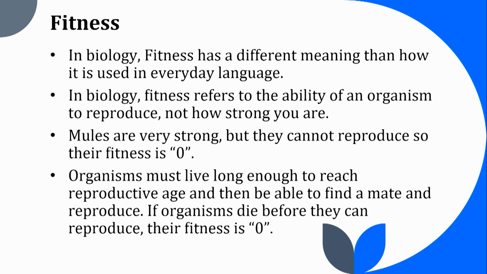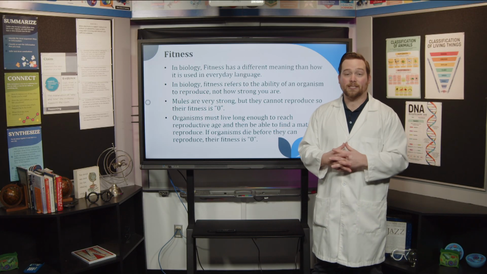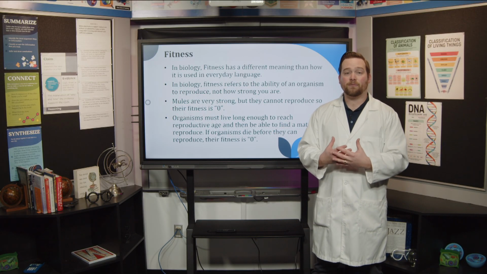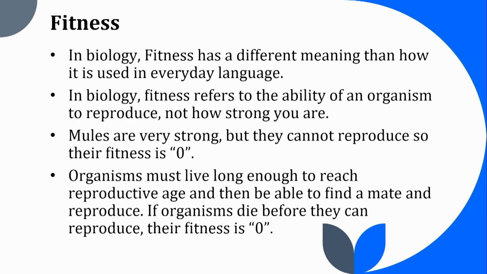When we talk about fitness, we usually mean how strong somebody is. But in a biology class, that's not what it means. In biology, fitness refers to the ability of an organism to reproduce, not how strong you are. So for example here, mules are very, very strong, but they can't reproduce. So their fitness is 0. Mules are like a hybrid between a donkey and a horse. So mules cannot reproduce by themselves, right? So although mules are very strong, because they can't reproduce, we would say that their fitness is 0.